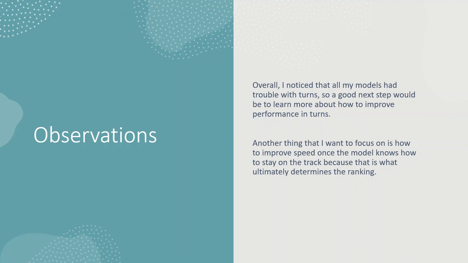And yeah, observations. So I talked about improving the turns part, and I also want to mention that I really need to focus on the speed, because once the AI learns how to stay on track, which is about in the 10th iteration, then the problem becomes the speed.